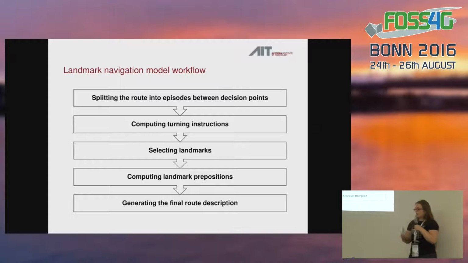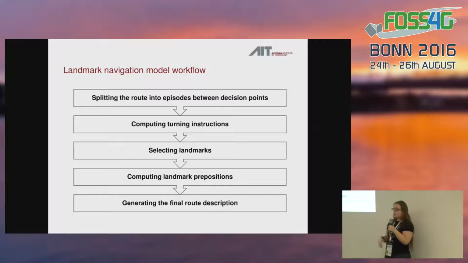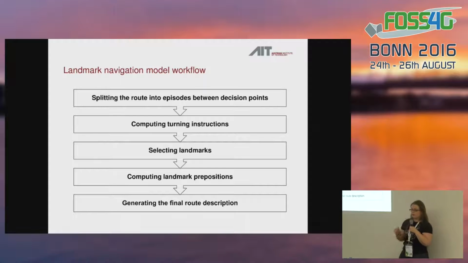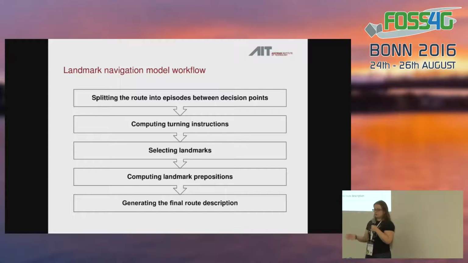So to generate navigation instructions, we have these basic steps in our algorithm. First, we take the whole route and we split it into episodes between so-called decision points. A decision point is when you have to change direction. You can also define a decision point at other places, but the most important decision point is when you have to change direction. Then at these decision points, you compute the turn instruction.